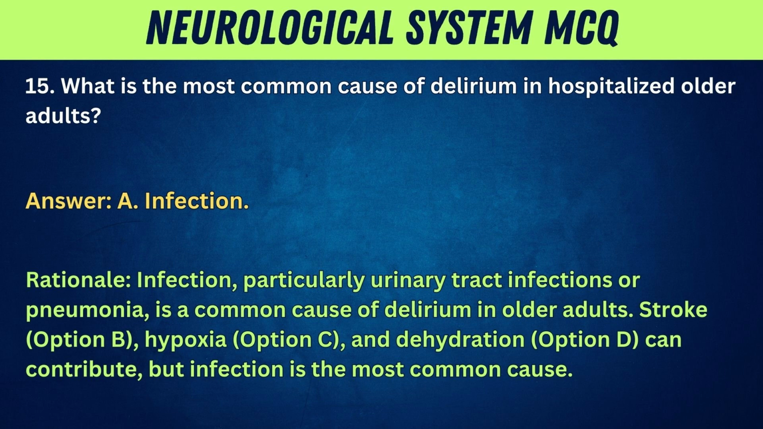Infection. Rationale. Infection, particularly urinary tract infections or pneumonia, is a common cause of delirium in older adults. Stroke, option B, hypoxia, option C, and dehydration, option D, can contribute, but infection is the most common cause.